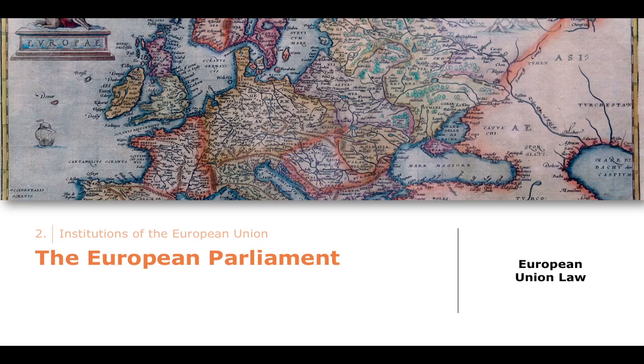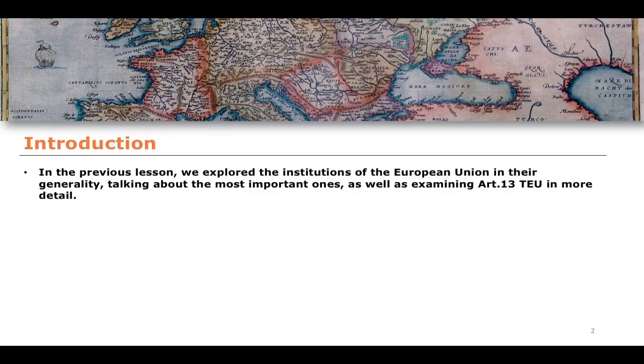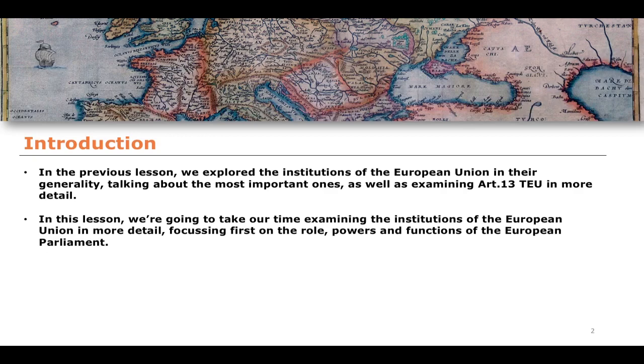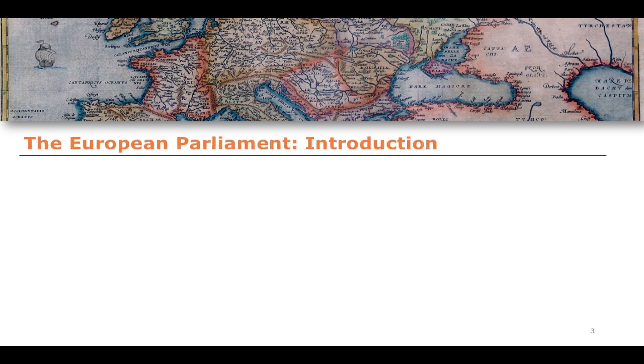In this lesson, we're going to start to talk about the first of these major institutions in more detail. We're going to talk about the European Parliament. So, in the previous lesson, as I mentioned, we talked about the ways in which the European institutions are established by Article 13 of the TEU, the Treaty on European Union. And this lesson, like I said, is going to examine the first of these, looking at the role, the powers, and the functions of the European Parliament.